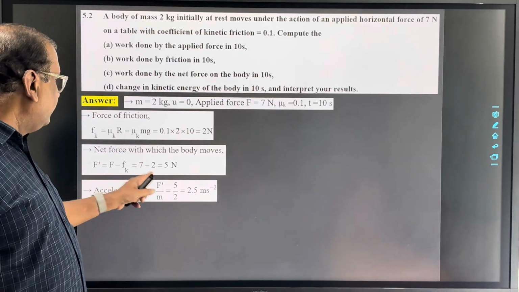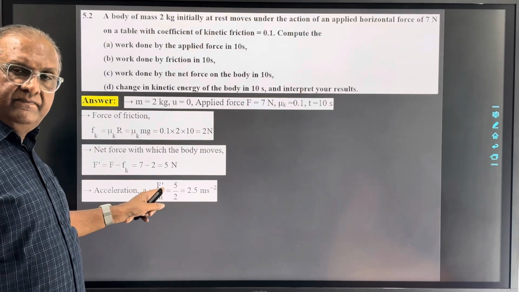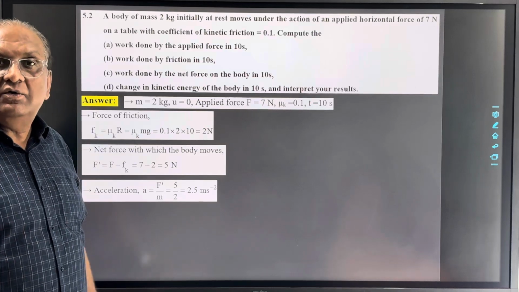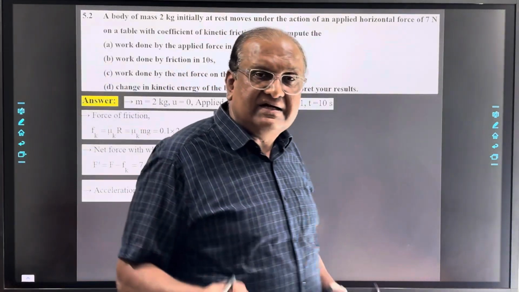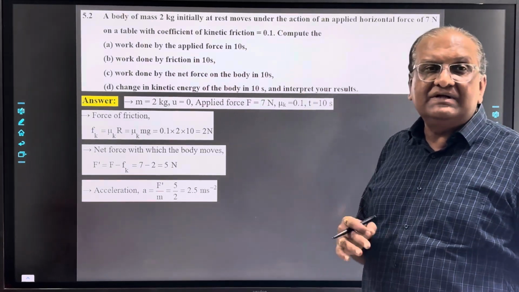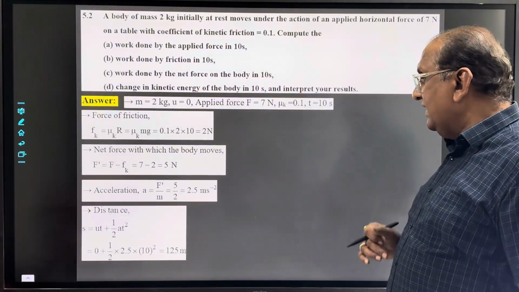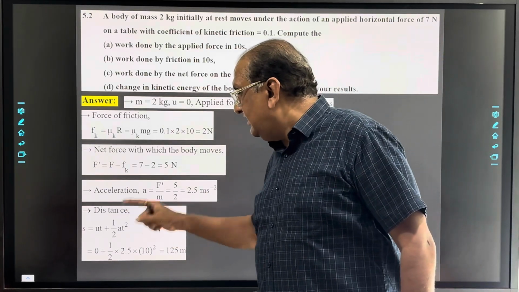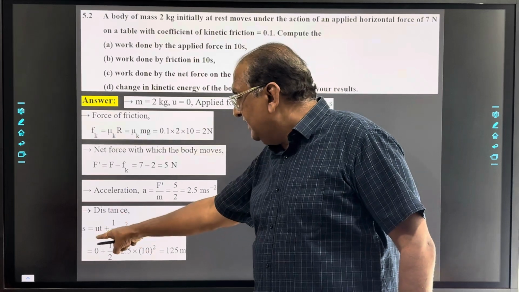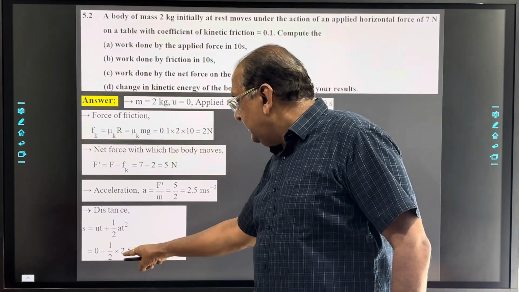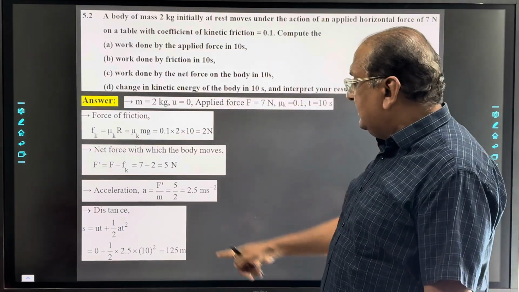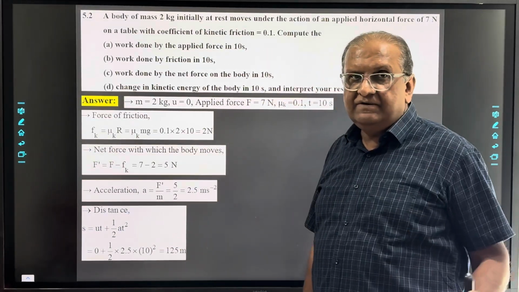Here net force is constant, so acceleration is constant. So we can use the equation of motion with constant acceleration. So we have the equation S equal to ut plus half at square. So distance covered in 10 seconds, S equal to ut plus half at square, u is 0, half, a is 2.5, t is 10, square of it. So distance covered is 125 meters.